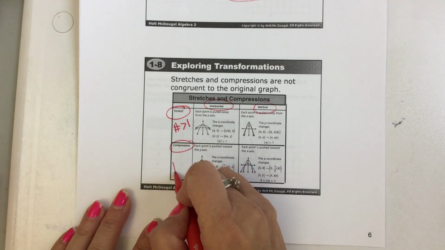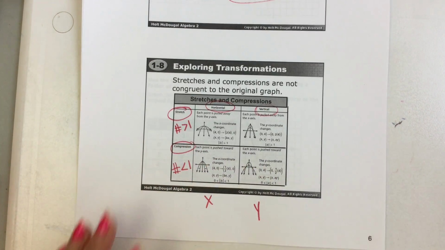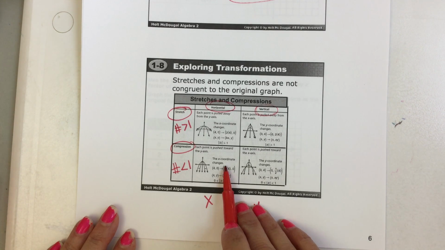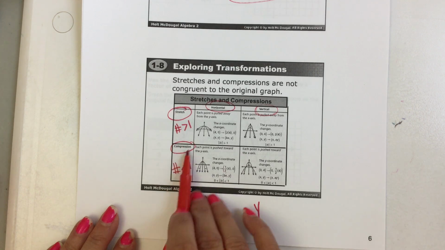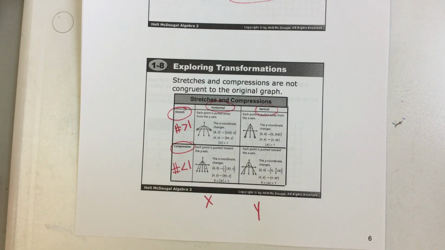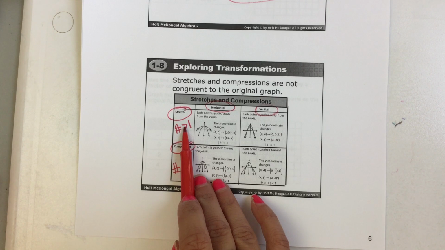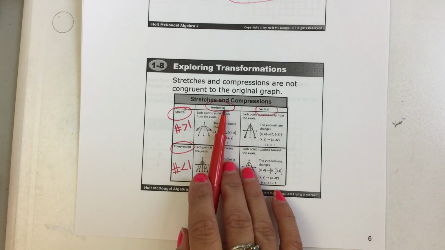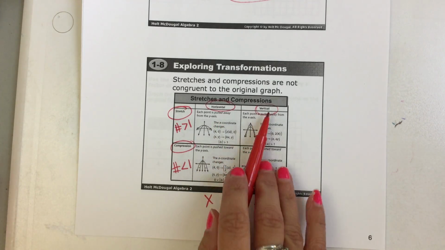A compression means that the number that you are multiplying by is less than 1. So here, notice that they're multiplying by 1/2. 1/2 is less than 1. So that is called a compression. It's being multiplied to the x in this case, so it's a horizontal compression. If it's multiplied to the y, it's vertical. So again, if the number is bigger than 1, it's a stretch. If the number is less than 1, it's a compression. If you're multiplying to the x, it's horizontal. If you're multiplying to the y, it's vertical.